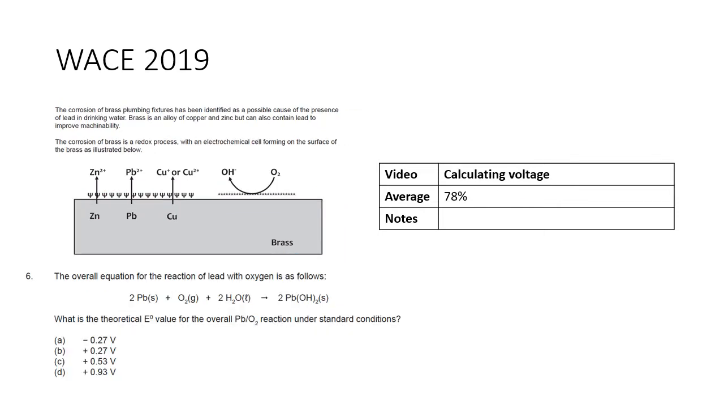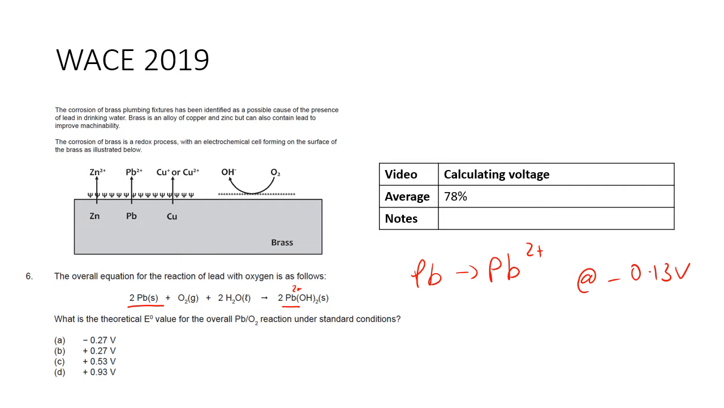Okay, same question. The overall equation for the reaction of lead with oxygen is as follows. What is the theoretical E value for this PbO2 under standard conditions? So what you're going to do is find these two reactions. Now, the problem is that you've got to make sure that you're finding the right ones because there's quite a few different reactions. So this one, Pb to Pb, you should be able to work out that this is Pb2 plus because that's OH minus and there's two of them. Okay, so this is Pb to Pb2 plus, which is at negative 0.13 volts.